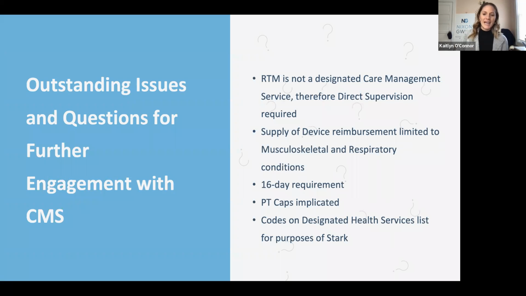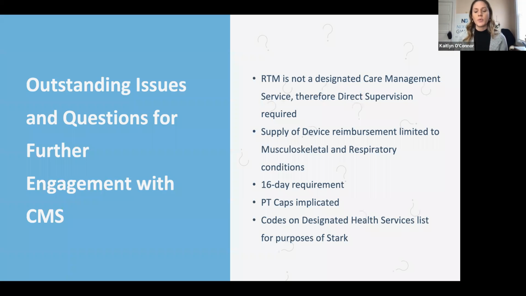We get the question all the time, does the 16-day requirement that we know of that applies with RPM also apply to RTM? As of now, the answer to that is yes. But as you all know, and as we've talked about in the past, if you've attended any of our previous webinars, we know that it is not always clinically valuable or clinically required to collect 16 days of data from a patient. We've heard of many use cases where collecting that much data or having a patient do an exercise 16 times a month can actually be really damaging to the patient.